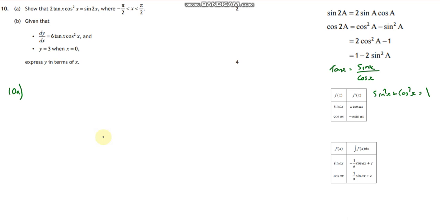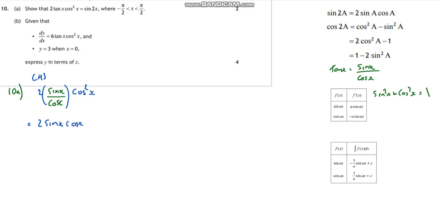So 2 tan x cos x. So I would say that's going to give me 2 sine x over cos x. And in fact, I'll put the 2 in a different colour, blue. So I've now substituted in for tan x. And then I've got cos squared x. So this is my left hand side. What's that going to become on the next line? Well, I can cancel out a cos from top and bottom. So that'll be 2 sine x cos x, if I just cancel out a cos and a cos, just one of them.